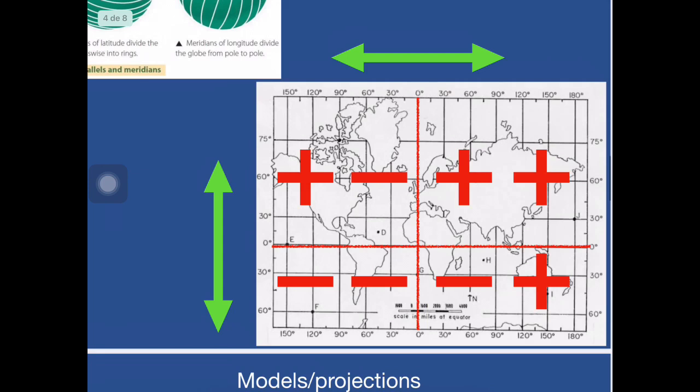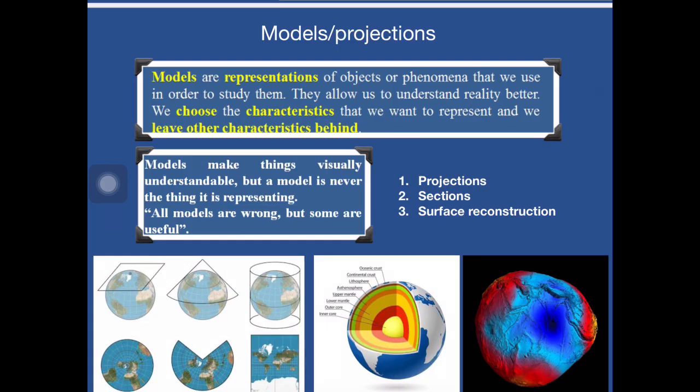So remember that models are representations of objects, phenomena, processes. You can make a model out of almost anything, or actually out of anything. And what they do is that we use them in order to study these objects, phenomena, whatever. They allow us to understand reality better. But why can we understand reality better if we use a model? Well, because we choose the characteristics that we want to represent and we leave other characteristics behind.